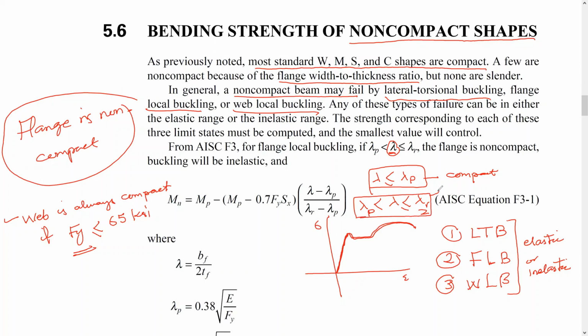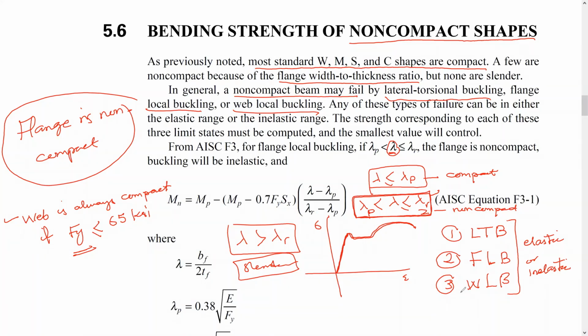So today we'll teach you how to design the beam if it lies in this non-compact category. And if lambda is greater than lambda r, and I showed you one example last time, then it's slender, and there is a way to design this one too.